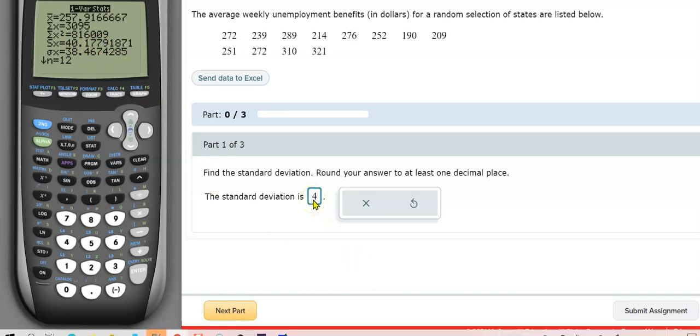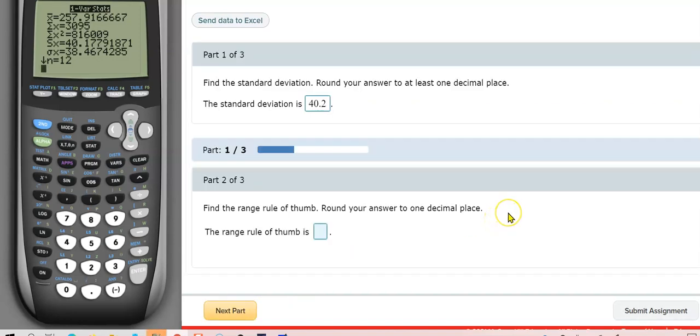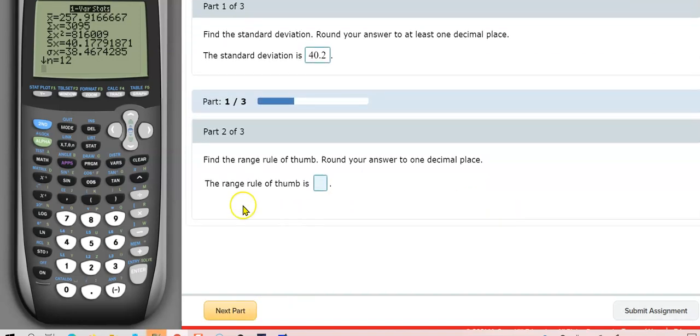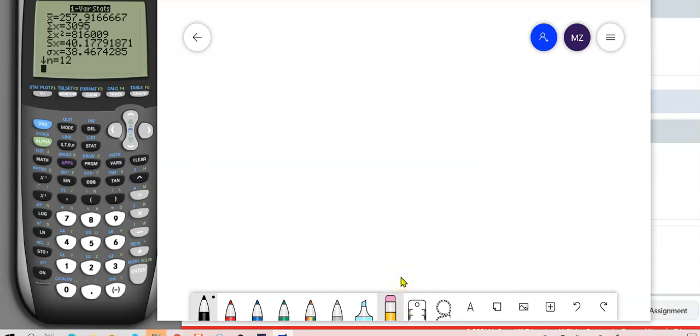So 40.2 here. Okay, at least one decimal place should work. Okay, this is the first part. What's next? All right, range rule of thumb. What is the range rule of thumb again? So let's clear this. Range rule of thumb.